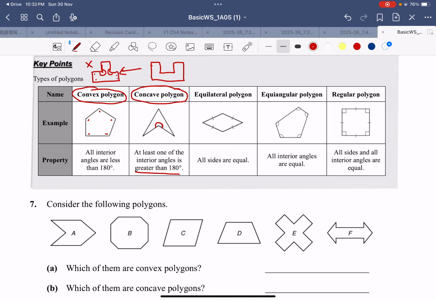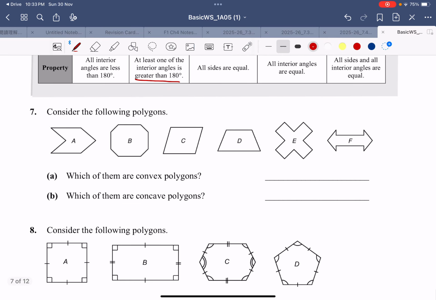It is also a convex polygon, right? With this angle larger than 180 degrees. Okay, equilateral polygon means all sides are equal. Equilateral means all sides are equal. Equiangular means all angles are equal. All interior angles here are equal. And finally, regular polygon means all sides and all angles here are equal.